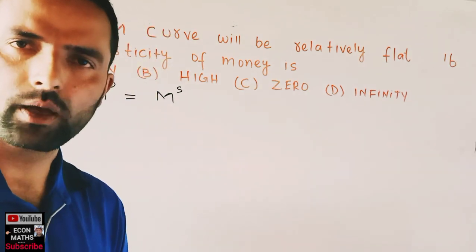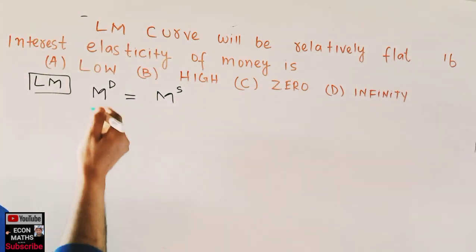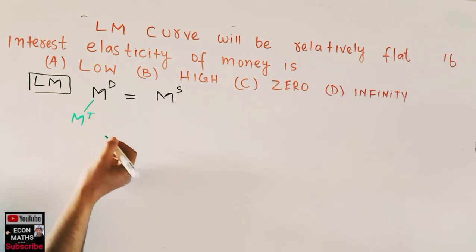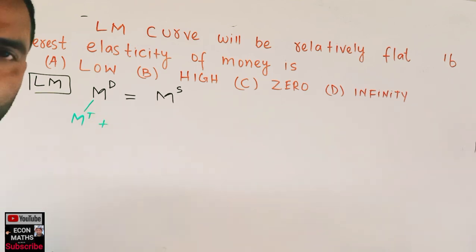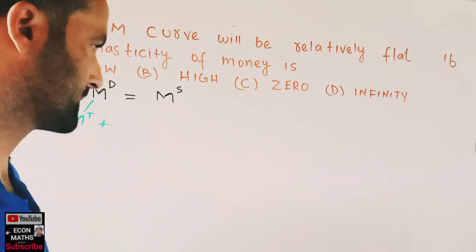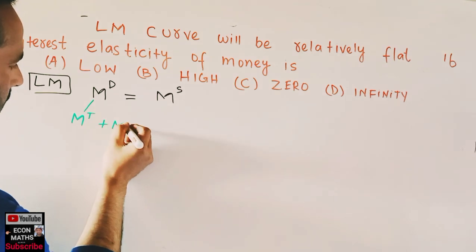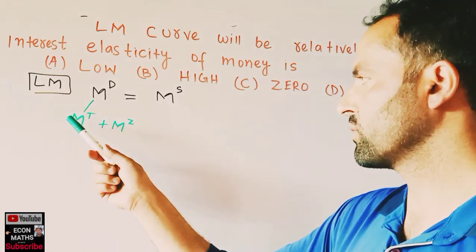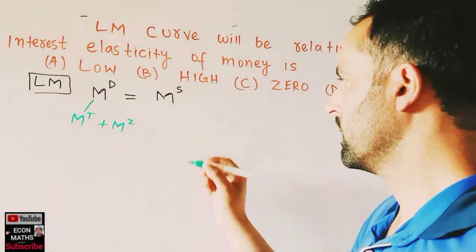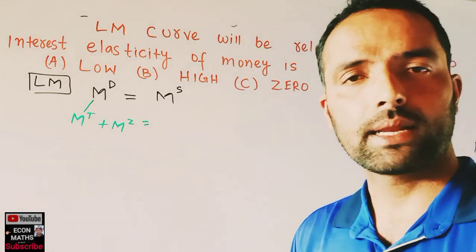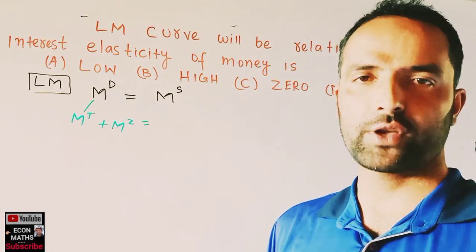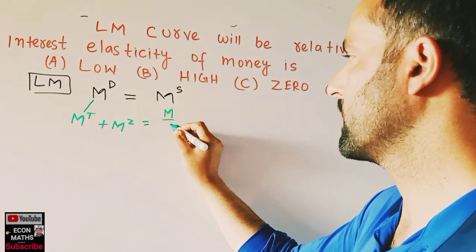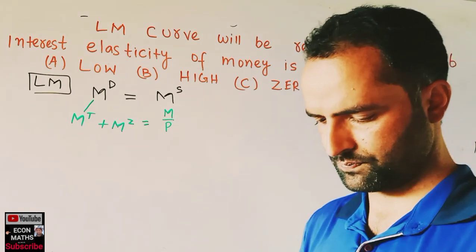Now, demand for money has two components, as we know. Money is demanded for transactionary purposes, plus money is also demanded for speculative purposes. And let's assume here that the money supply is exogenous, that is, it is fixed by the central authority. Let us write the real money supply as M upon P.